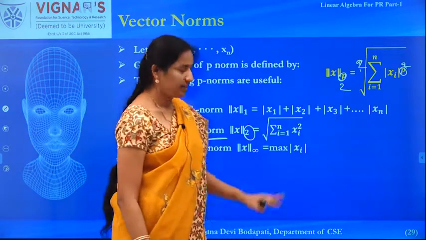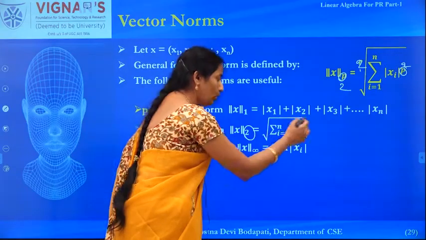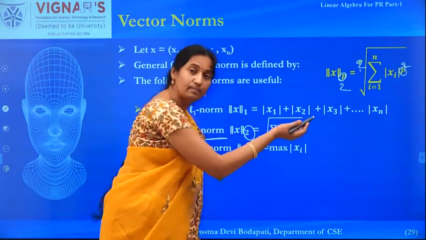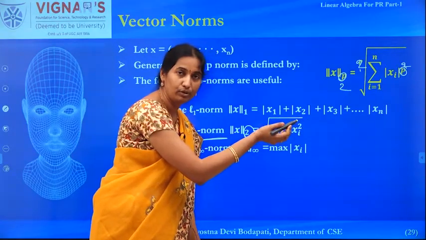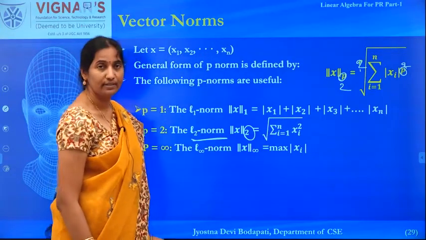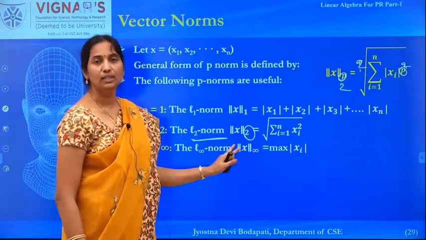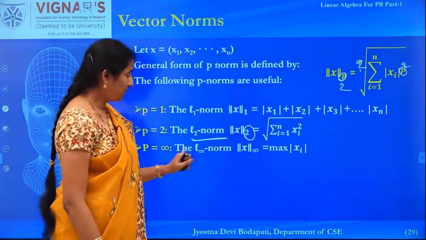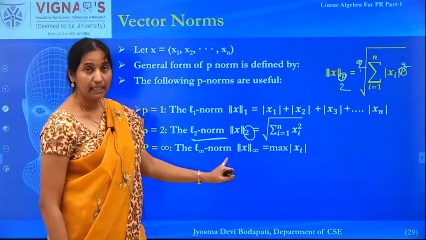So the same thing I have defined here: square root of the individual elements raised to the power of 2. Take the summation of that and then take the square root of that resultant value. That gives you the L2 norm. And now let's see how to define the L infinity norm.